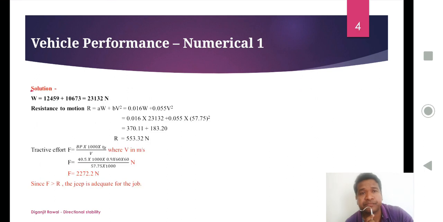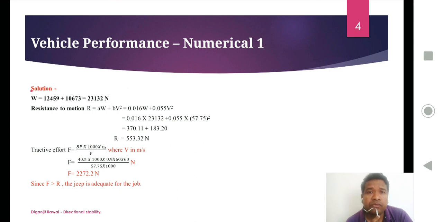So next one, solution. First we have to calculate total weight W. So 12,459 plus 10,673 is equal to 23,132 Newton. So by addition of these two, the W becomes 23,132 Newton. Next, we have to calculate resistance to motion.